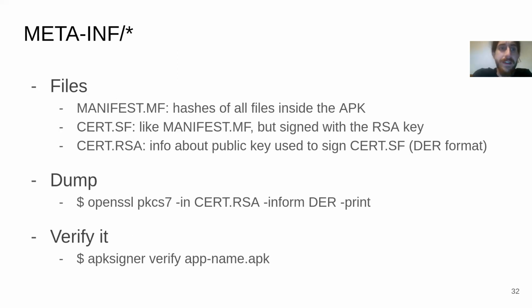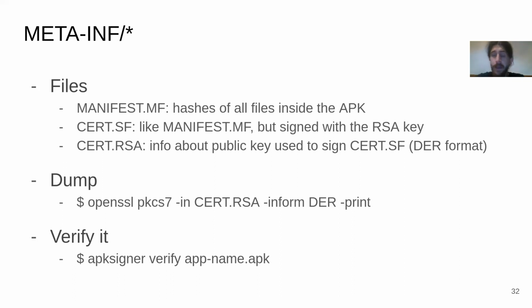And then last, we have this META-INF. Usually, I'm not using them very often for reverse engineering, but they are important metadata if you want to track, for example, if an app has been written by the same author as another app and so forth. So you usually have 3 files: the MANIFEST, the CERT.SF, and the CERT.RSA. The manifest is really the hash of all the files inside the APK.